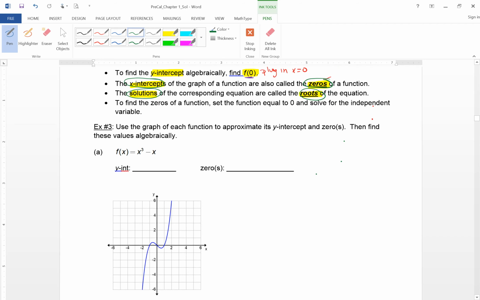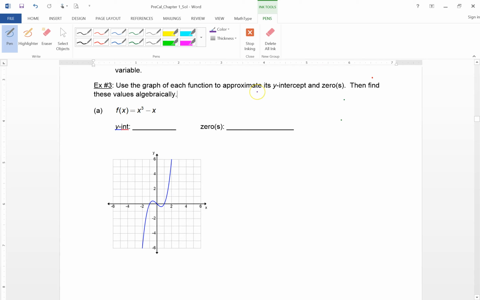All right, so let's take a look at this example. It says, use the graph of each function to approximate its y-intercept and zeros, then find the values algebraically. So if you look at the graph, the y-intercept is where it crosses the y-axis. In this case, where does it cross the y-axis? Here, okay? So that's the y-intercept.